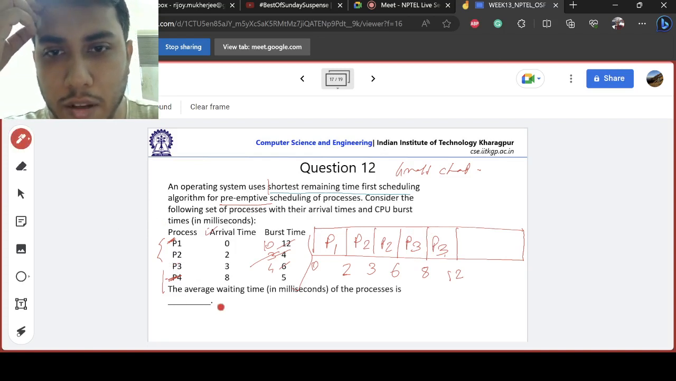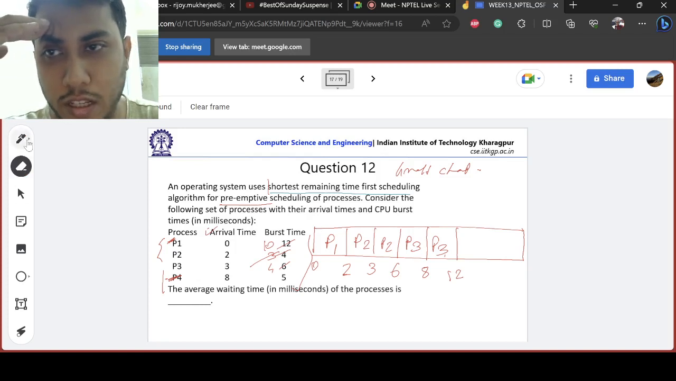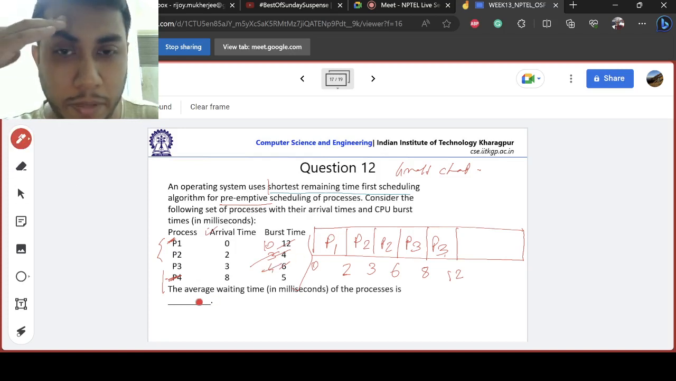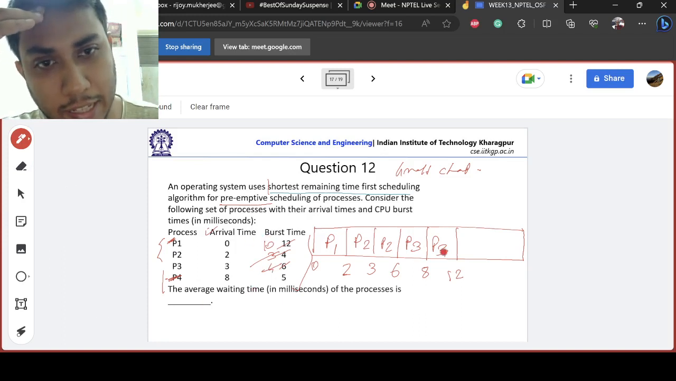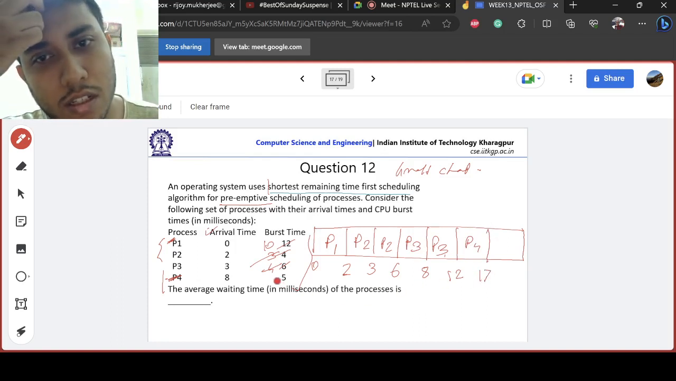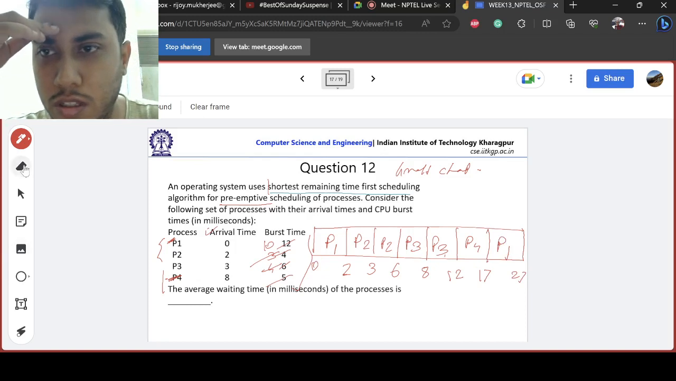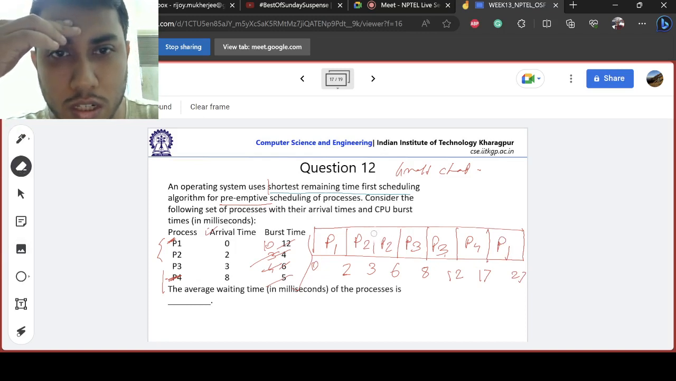Now the two remaining are P1 and P4. P4 has 5 seconds remaining and P1 has 10 seconds remaining. So P4 will be scheduled next for 5 seconds, until 17. Then P4 is done. Then P1 remains, and P1 will be run for 10 seconds. Right. So this will be the final result of the Gantt chart.